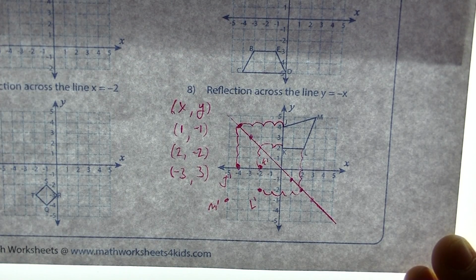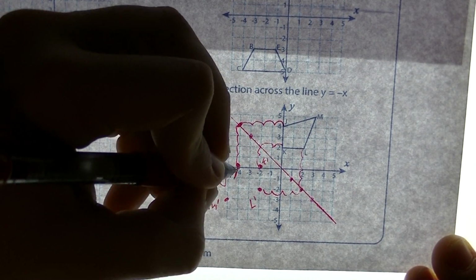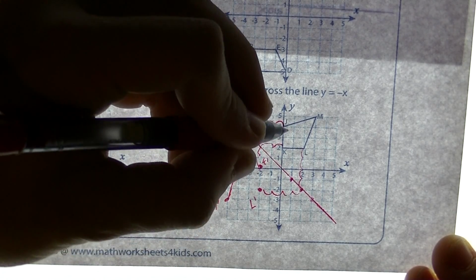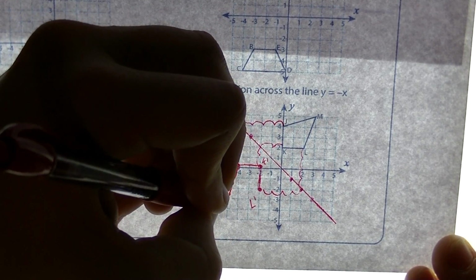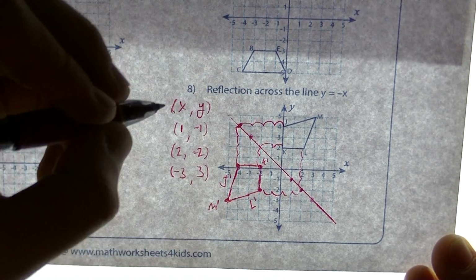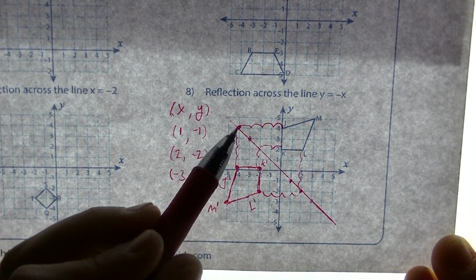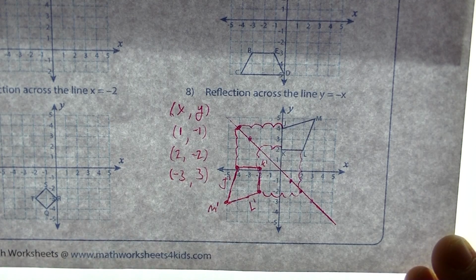And now let's just draw out the rest of the figure. I've got J to M, J to K, K to L, and L to M. And you can see I've got my new figure that's been reflected over the line, y equals negative x.